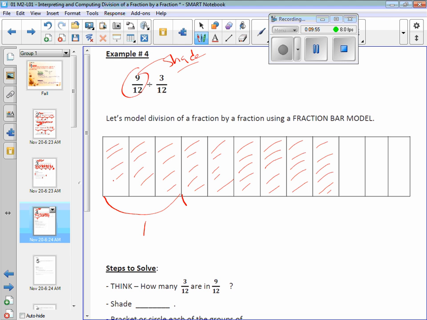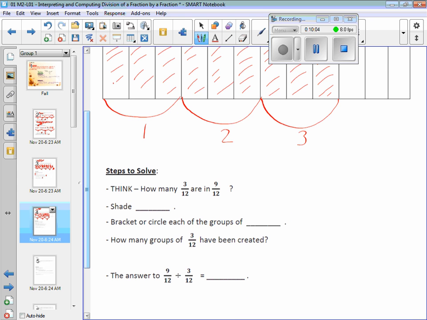There's 2. There's 3. We shaded 9/12. Put it in groups of 3/12. If you want, you could put parentheses in boxes, shaded 9, put in groups of 3. Therefore, 9/12 divided by 3/12 is 3. 3/12 or 3? 3.